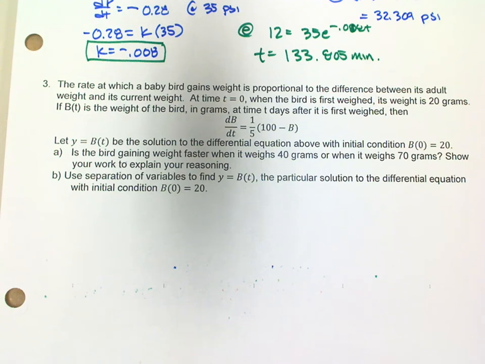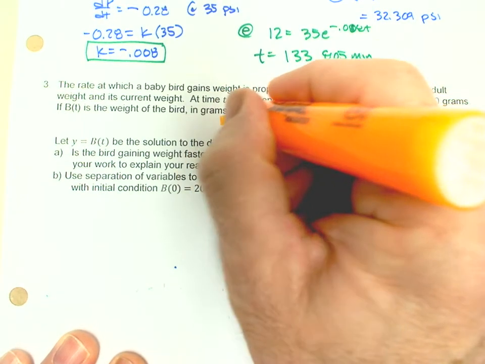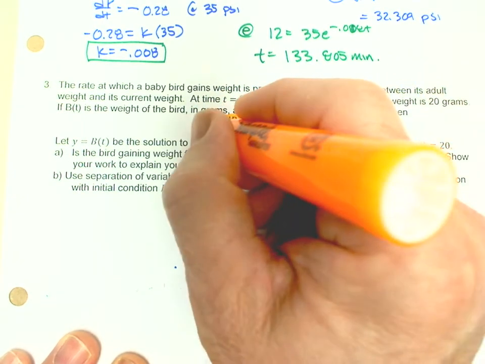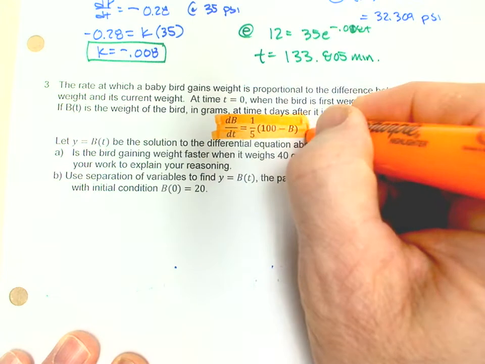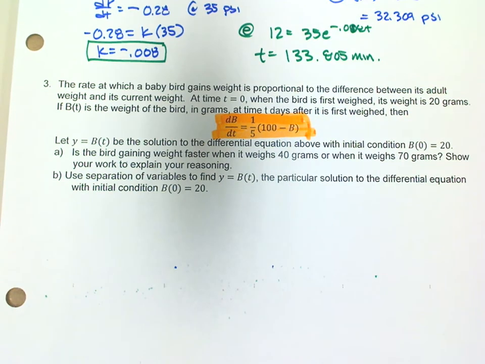Let's continue on with our next problem. This says the rate at which a baby bird gains weight is proportional to the difference between its adult's weight and current weight. They have gone ahead and given us the differential equation that represents that. And you can see they've even solved for the constant for us. So we can start out with that equation.